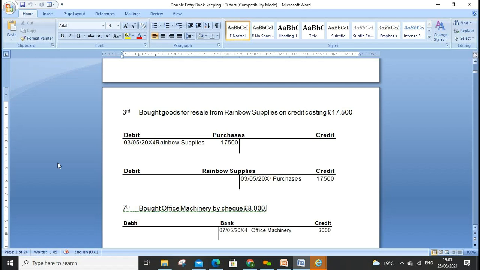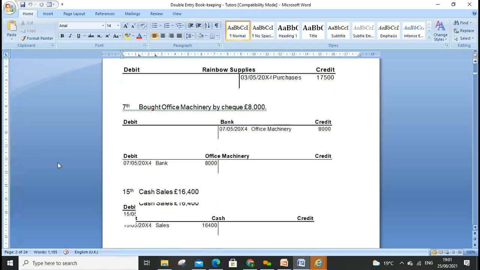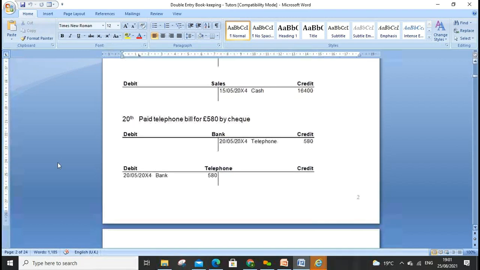Then we bought office machinery. So office machinery will be debited by 8,000 and the bank will be credited by 8,000. Then at a later date we made cash sales. So cash is coming in. We sold the goods, so sales is a credit and the cash is a debit. So that's how we need to do debit and credit.